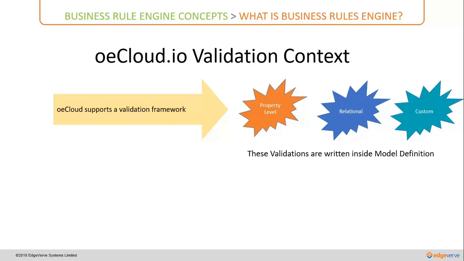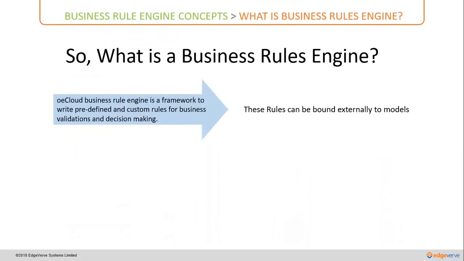Now supposing that you have a context of reusing certain validations, then this validation framework may not be of great help. So this is the context where a business rules engine steps in, and it can really help us to solve this problem. The oecloud business rule engine is a framework to write predefined and custom rules for business validations and decision making. So the idea about writing these validations and decision making constructs is to make rules that can be bound externally to the models.